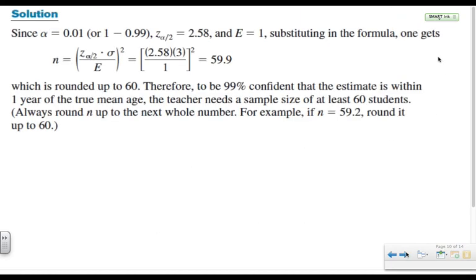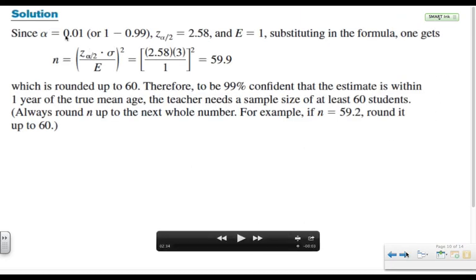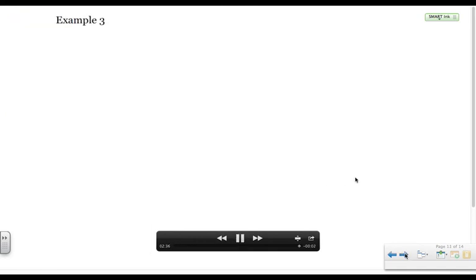Okay, here's your answers. So my z-score, based on the chart that I have for alpha over 2, is 2.58. I'm going to talk in class about how to find this if it's not one of the easy ones. My margin of error is 1. So I plug my numbers in. My 2.58 times my standard deviation divided by 1, squared, is 59.9. So I need to have a sample size of 60. And I do think that is it.